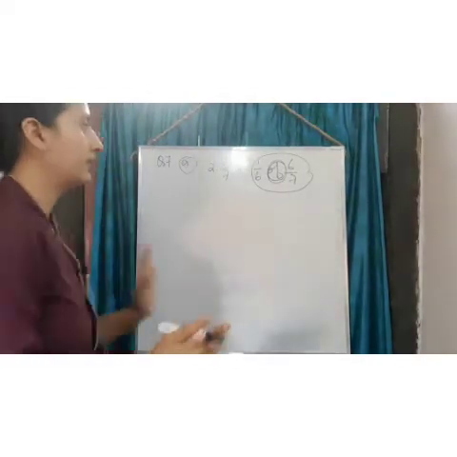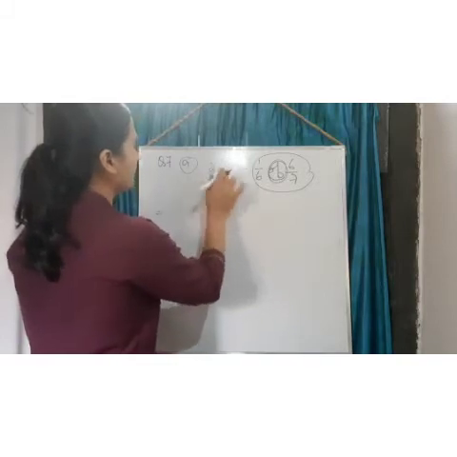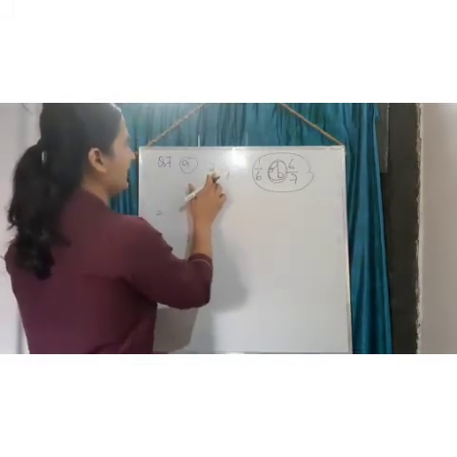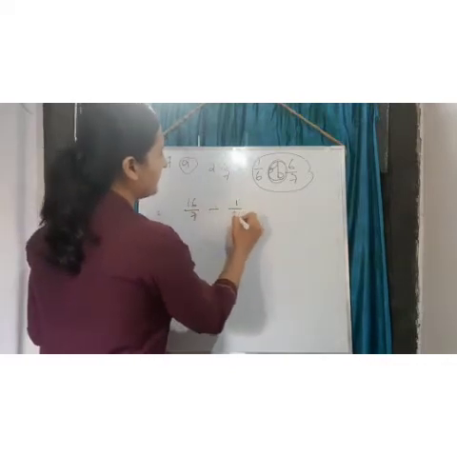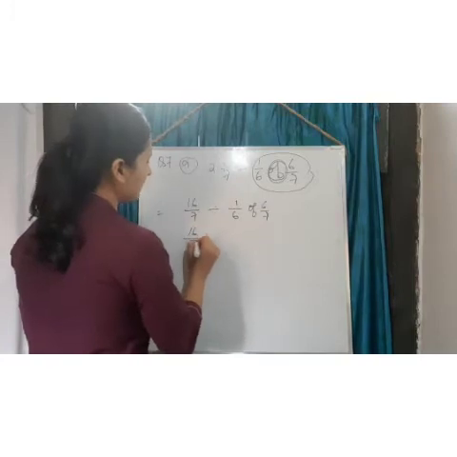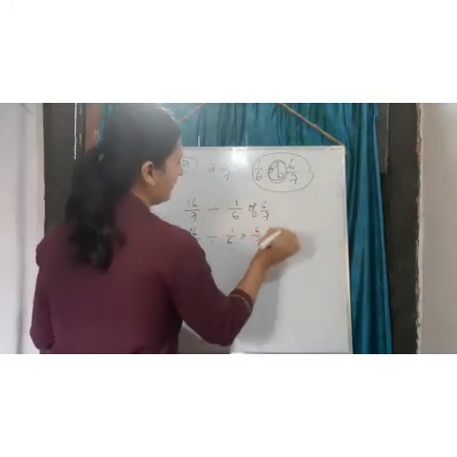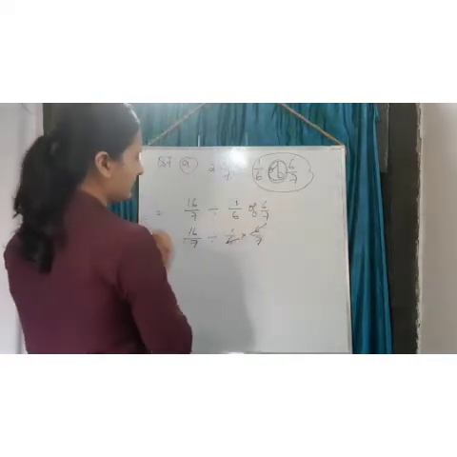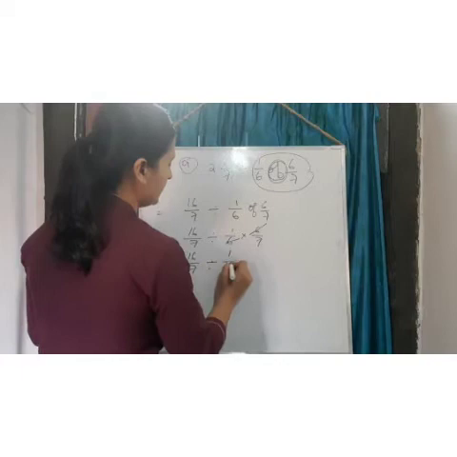Before that we have to convert this into improper fraction. 7 2s are 14 plus 2 is 16 by 7 divided by 1 by 6 of 6 by 7. So 16 by 7 divided by 1 by 6 of means into 6 by 7. This will be cancelled out, right? So 16 by 7 divided by 1 by 7.